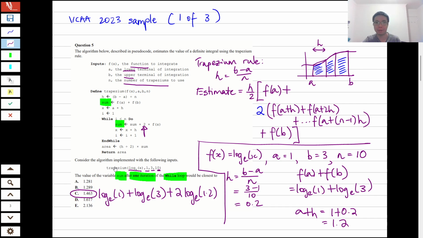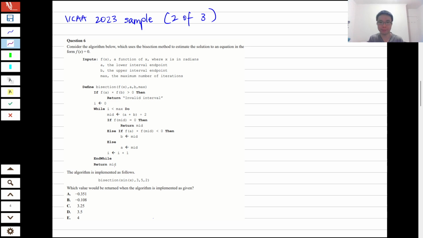Okay, next example. I want to keep this moving. So here's our next question. Here, we are given another function. This one is called the bisection method. The bisection method is studied in Year 11 Maths Methods, and it's a method for finding a root or an x-intercept of a function. If you're not familiar with the details of the bisection method, you may need to look back at your Year 11 textbook.